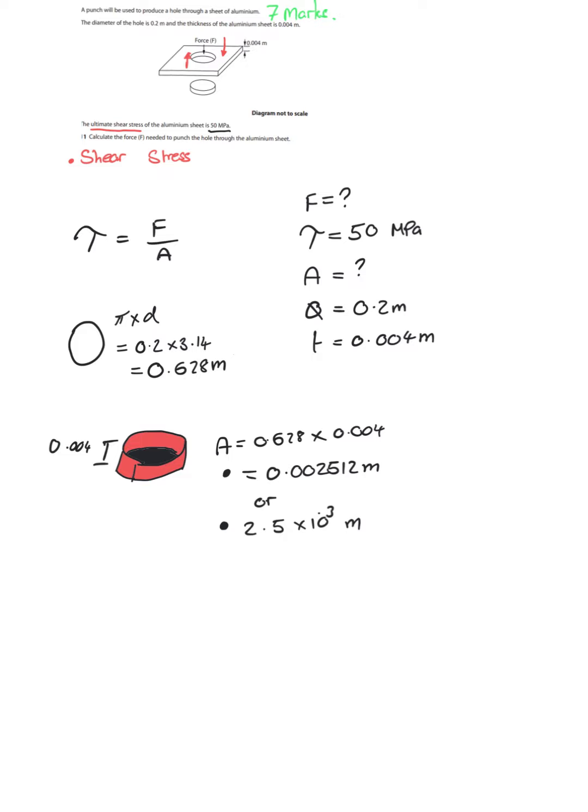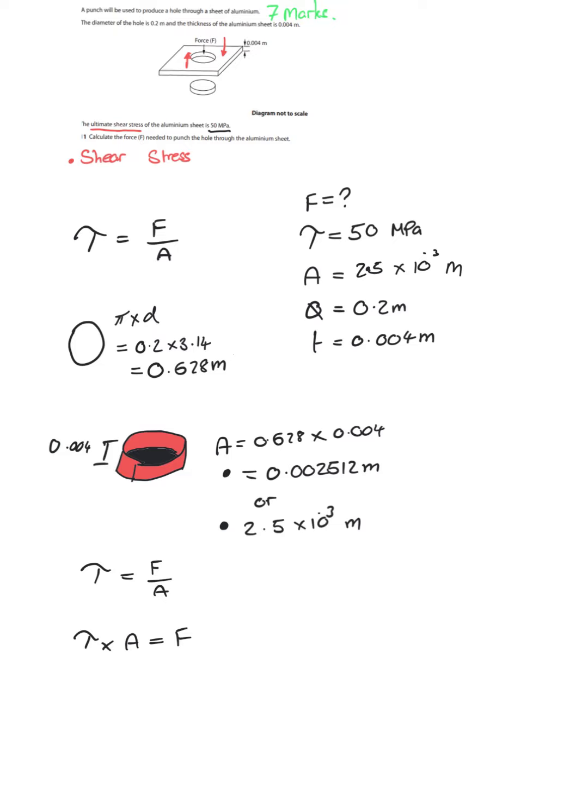Okay. So when we look at our formula now, tau, force and area. I know tau, so I know the shear stress. I know the area, so I can fill in my area, 2.5 by 10 to the minus 3 meters squared, and I can rearrange to find force. So if tau is equal to force over area, then shear stress times area is equal to force. Now force should be in newtons.